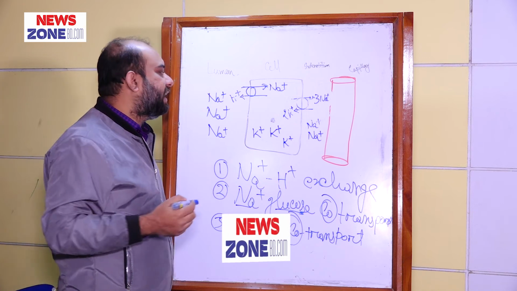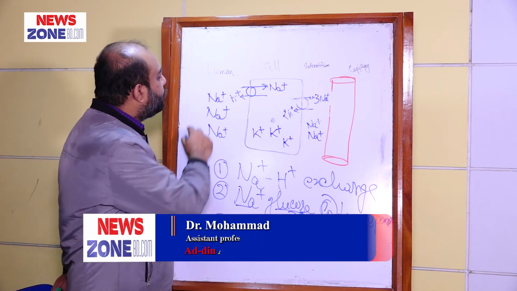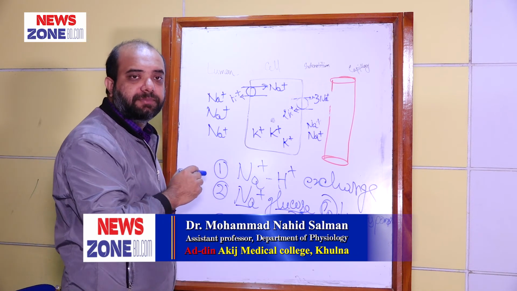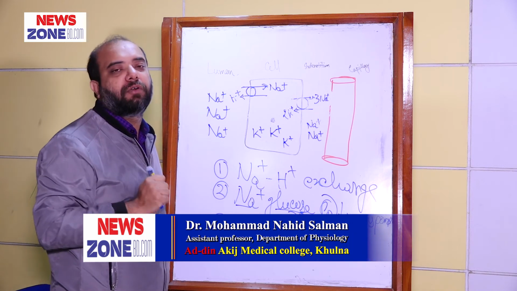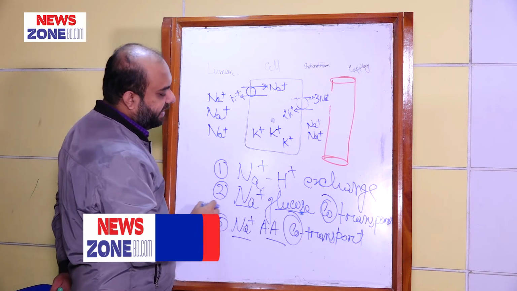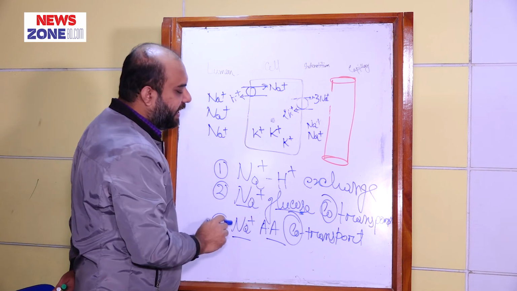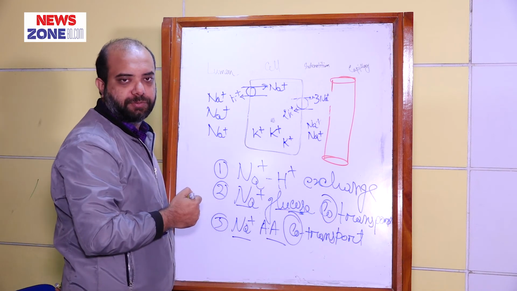In our next class, I will discuss the 2 other transportation systems of the sodium ion in the proximal convoluted tubule, that is sodium glucose co-transport and the sodium amino acid co-transport.